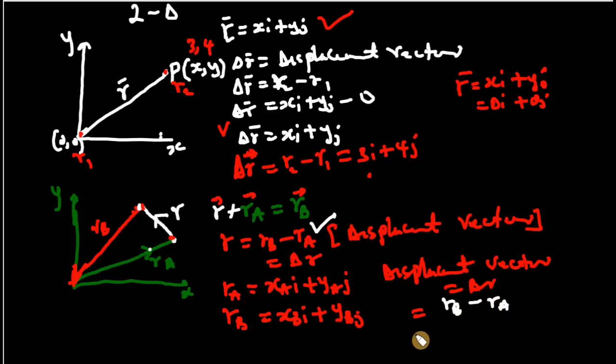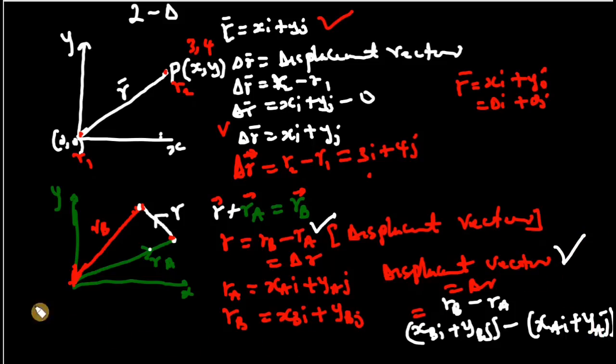So that we now have RB, which is XB i plus YB j, minus XA i plus YA j. So if we know XB, YB, XA and YA, we can find the displacement vector. Now let us look at the idea of the displacement vector, which is the change in position vector, in 3 dimensions.